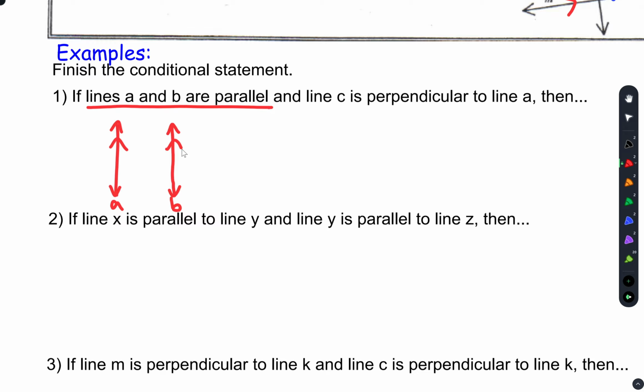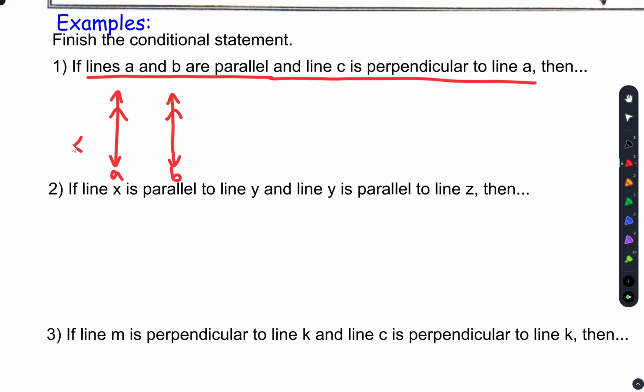The rest of my hypothesis says line C is perpendicular to line A. When I draw my diagrams out here, I'm going to make sure that if C is perpendicular to A, I'm also going to extend it through any other lines that I possibly can. That's going to help me come up with my conclusion in a second. So C and A are perpendicular. Then what can I say about this diagram? What can I conclude?